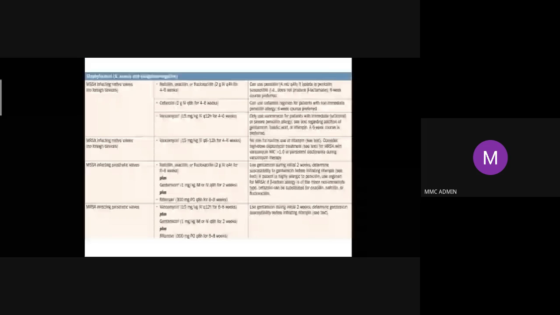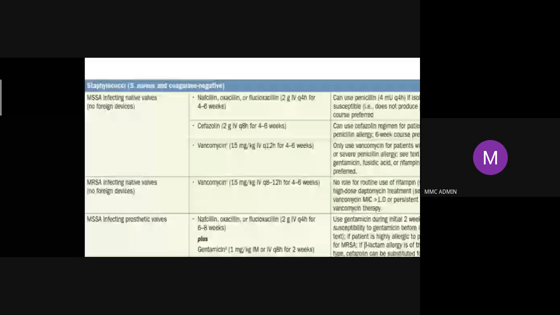These are the tables taken from Harrison. Okay. For methicillin-susceptible staphylococcus infecting native valves, we will prefer methicillin, oxacillin, cefazolin, or vancomycin. If the organism is methicillin resistant, we will give vancomycin. According to the susceptibility, we will change the antibiotic.